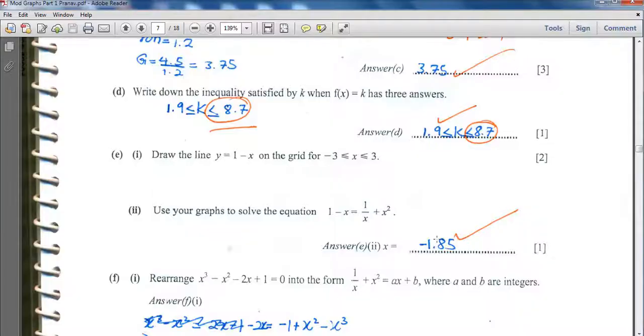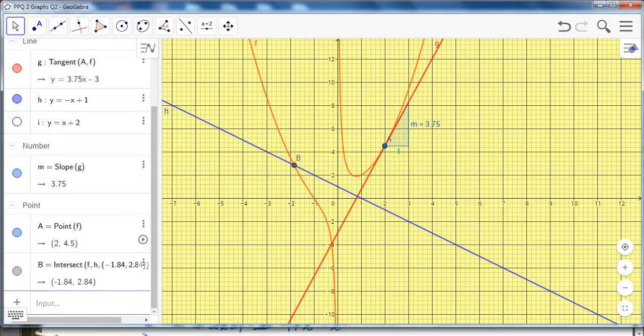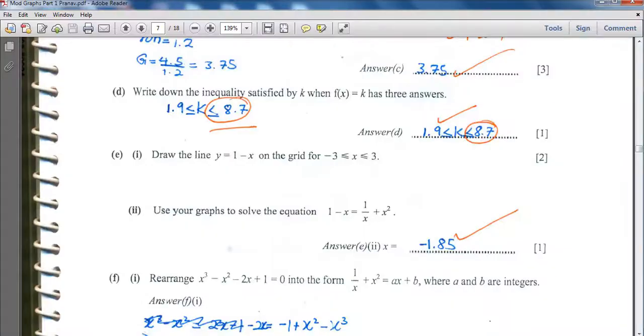Further, what we need to do is, once we've drawn that line, use your graphs to solve the equation 1 minus x is equal to 1 upon x plus x square. So this is the curve which was plotted earlier. This is the line which we've just drawn. So the intersection of the line and the curve will give us the solution. We're looking for the x coordinate of that point of intersection. So let us go and check. We have the point of intersection here in the form of B, and the x coordinate of B is minus 1.84. So yeah, that's what the solution also says, minus 1.85.